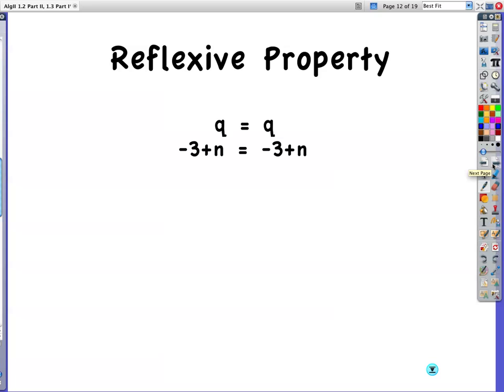Reflexive property. Oh yeah, this kind of reminds you of geometry and proofs a little bit, doesn't it? The simplest example is Q equals Q. Basically, whatever you have written here would be the same as anything over here. So you would write 5 plus 4, reflexive.